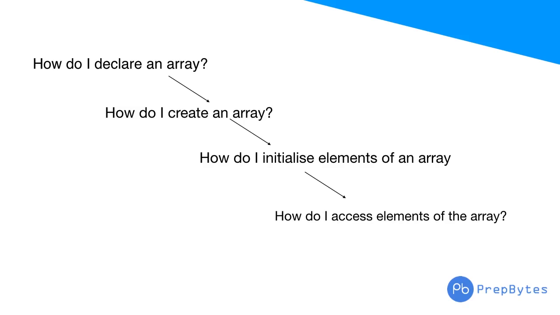If I have done something like int x equal to 10, I can simply use the variable x throughout my program. But in an array, there are so many elements. How do I access individual elements? So let's talk about each of these questions one by one.